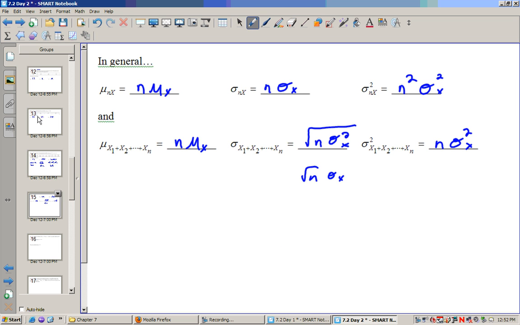Alright, so these in general are the rules. N times mean works whether I'm doing 3x or x plus x plus x. But the measures of spread are a little bit different. So if it's 3 times x, I just do 3 times my standard deviation. But if I'm adding up, doing something 3 different times, it's the square root of 3 times my previous standard deviation. For our variance, if I'm just doing 3x, I take 3 squared, which is 9 times my previous variance. And if I'm doing 3 separate random events, then it would be 3 times my previous variance.